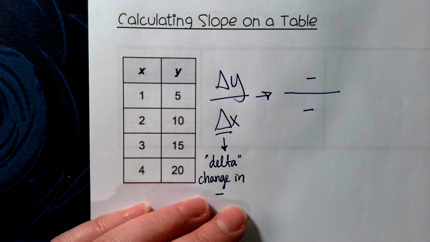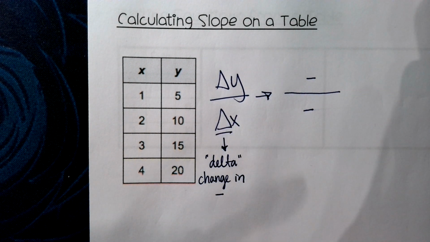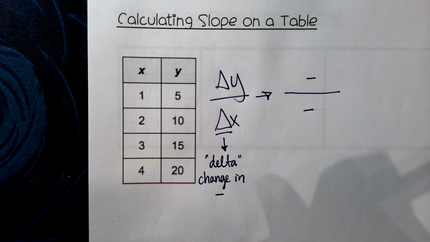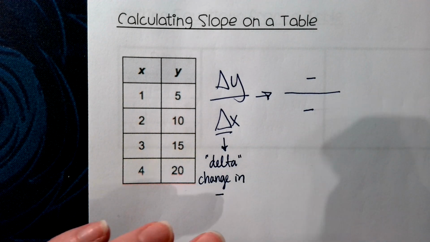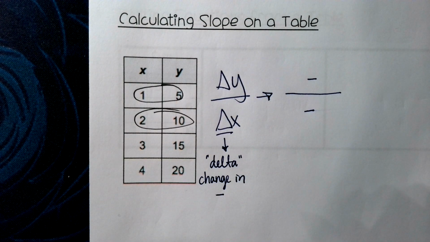So first, we need to pick a y. It doesn't matter which x's or which y's we choose, because we're going to get the same number either way. So I'm going to pick 1 and 5 and 2 and 10 because those are the smallest numbers, and the smallest numbers are usually easiest to work with.